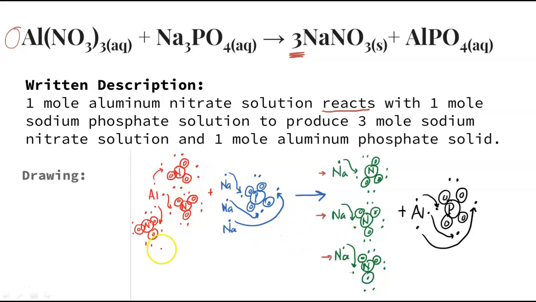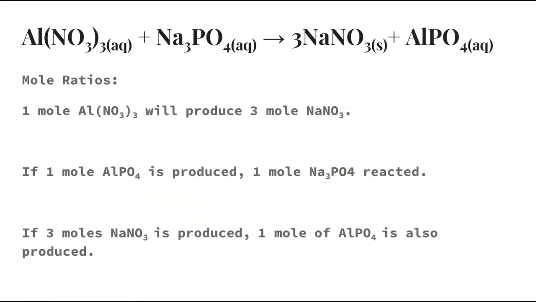So now I want to introduce something of these ratios, okay? Those numbers in the front, those coefficients, tell us the ratio of how much you need. So for example, since I have no number here for aluminum nitrate, I know that that means it's 1 mole. And when I compare aluminum nitrate with NaNO3, I notice that 1 mole of aluminum nitrate will produce 3 moles of NaNO3. And so what I can do is create conversion factors.